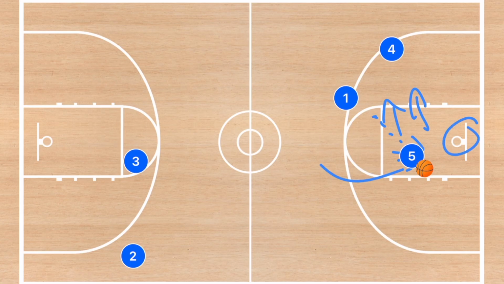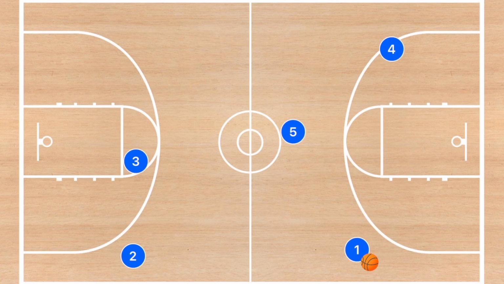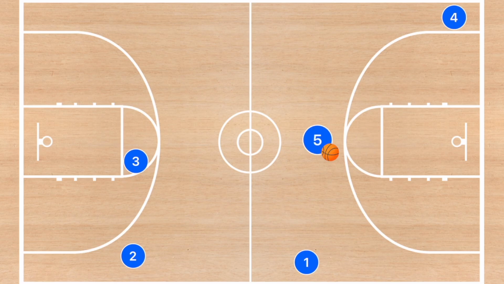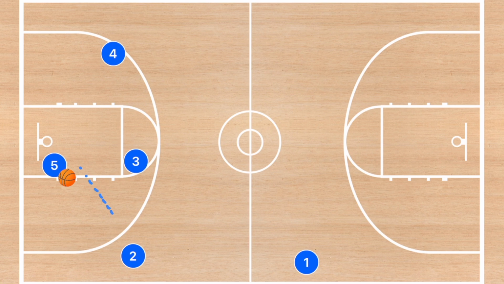There's a lot of different options with that. There's also the option for player 4 to go to the sideline or in the corner, player 1 driving, player 5 cutting down the middle, and when this happens, this can be a pass out to player 4 or a pass to player 5. And obviously if you pass to player 5, player 1 needs to get out of the way.